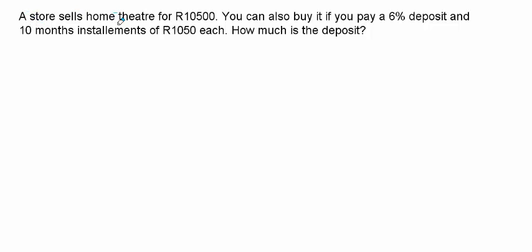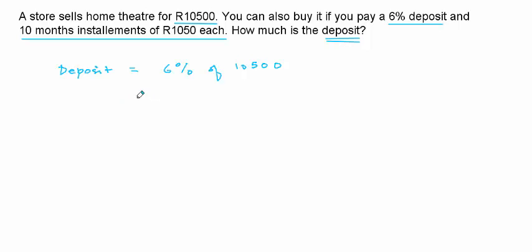A store sells a home theater for 10,500 Rand. You can also buy it if you pay a 6% deposit and 10 monthly installments of 1,050 each. The question is, how much is the deposit? Please note that the deposit, the initial amount deposited, has got nothing to do with this. The deposit is simply going to be equal to 6% of 10,500 Rand, which is equal to 0.06, or you could also say 6 over 100 times 10,500, which is equal to 630 Rand.